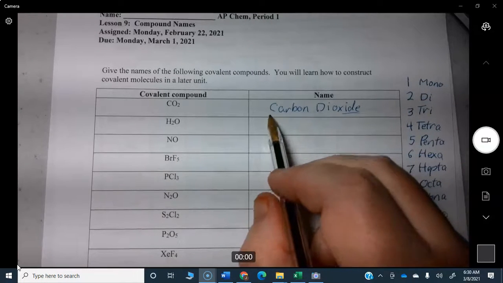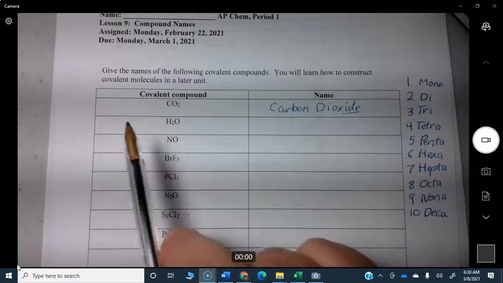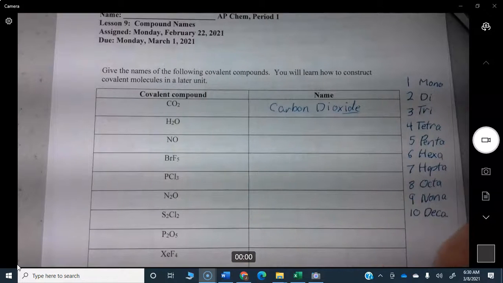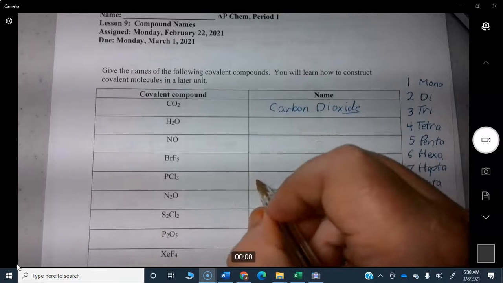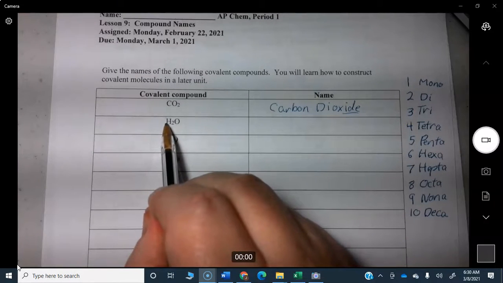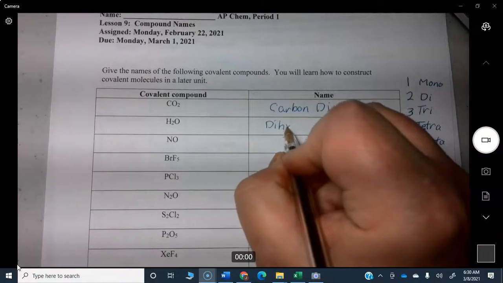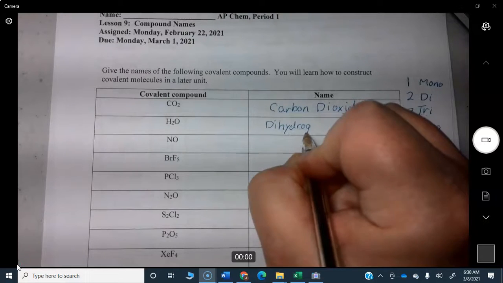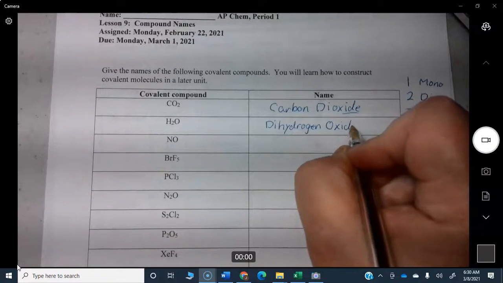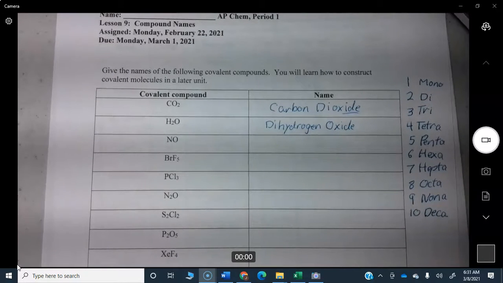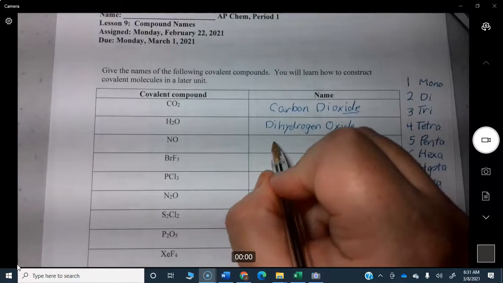And it's not monocarbon because, as we just said, if there's only one of the first element listed, then it's just the name of that element. You don't say monocarbon. Okay, this one's water, and there's 2 hydrogen, so you do put the di in front of the first one. It's just mono that you don't. So it's dihydrogen oxide.